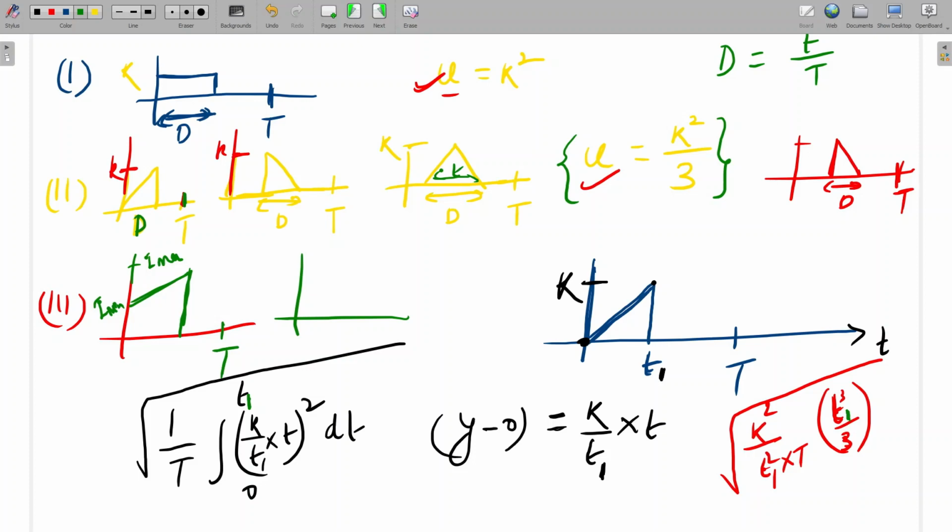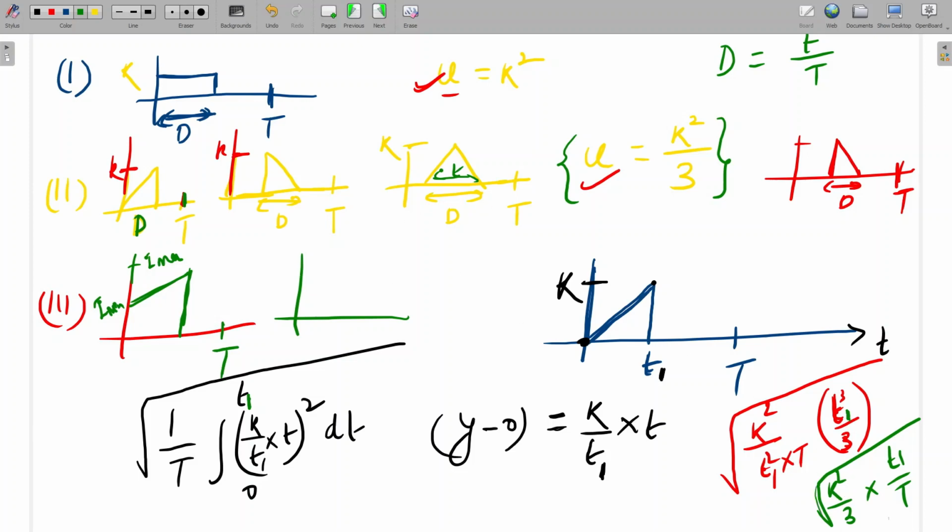So t1 cube by t1 square, what will be this value? At the top it will be t1. So we can write it as K square by 3 into t1 by T. Is it okay? Yes, sir. So the same thing I have written here. For any kind of triangle you can do this calculation manually.